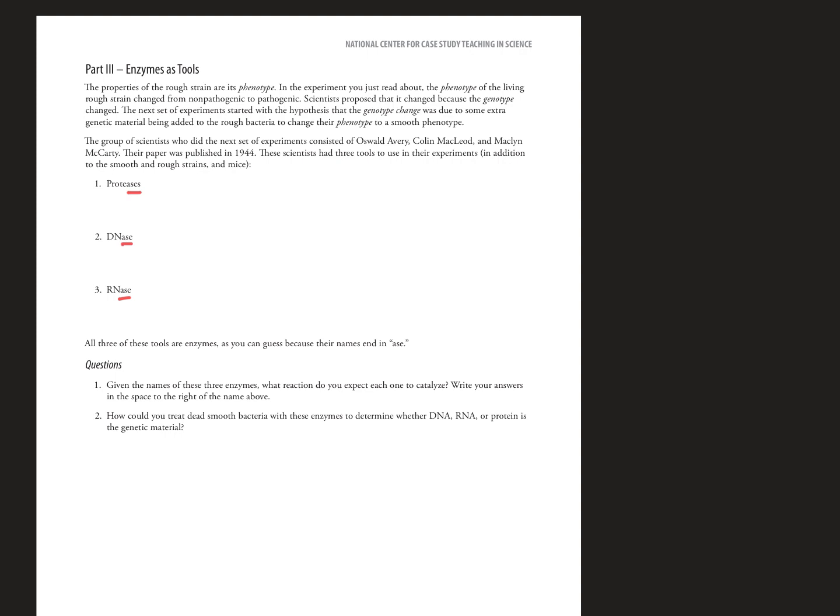All right, so proteases, they destroy proteins. They are enzymes that catalyze the breakdown, or the hydrolysis, that means the breaking up of proteins. So they destroy proteins. You put the protein in with this enzyme, proteins are destroyed.